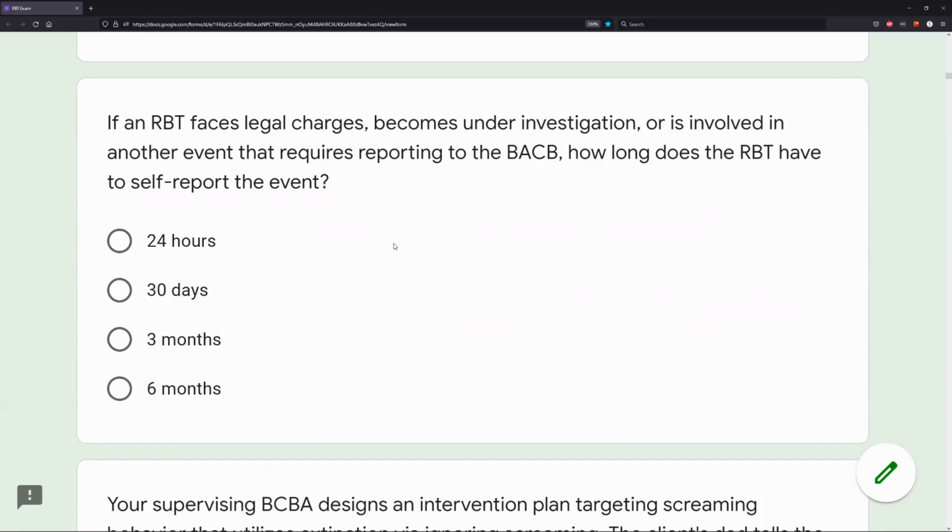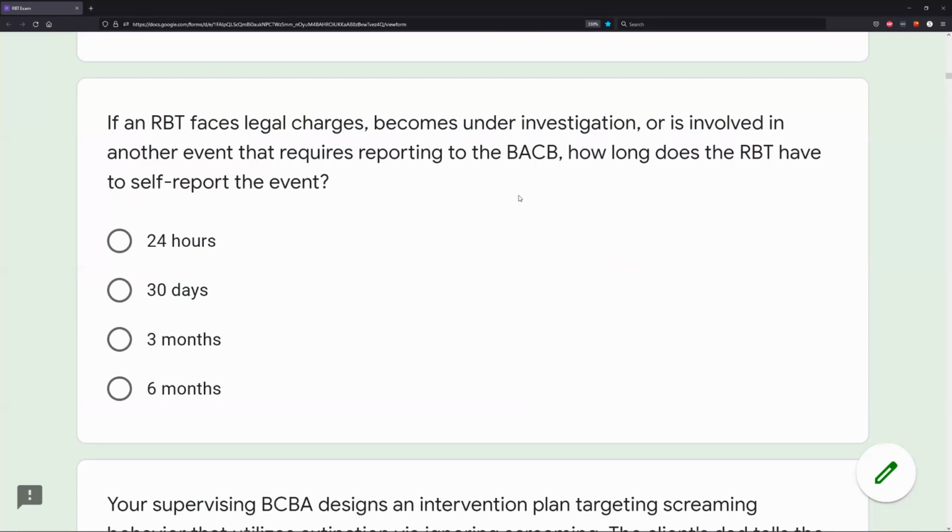I put these in here because I want you to be aware of some of these time constraints, okay? In the ethical guidelines, it talks about RBTs facing things that could possibly interrupt service delivery, okay? If you have legal charges, if you're under investigation for anything, or if you're involved in another event, maybe you got in a car wreck or you're sick or your parents are sick, whatever it might be, right? If it has a chance to interrupt service delivery, okay, you are required to self-report that event, okay? Meaning you need to maintain good standing with the BACB. So if you're not going to be practicing for long extents of time, we need to report that, okay?